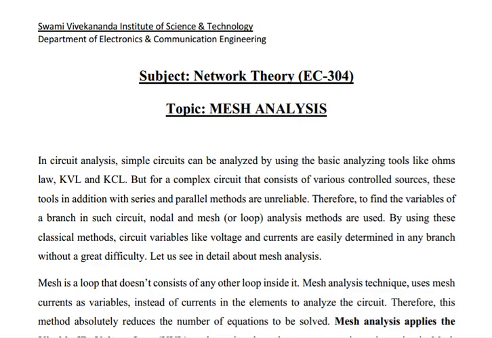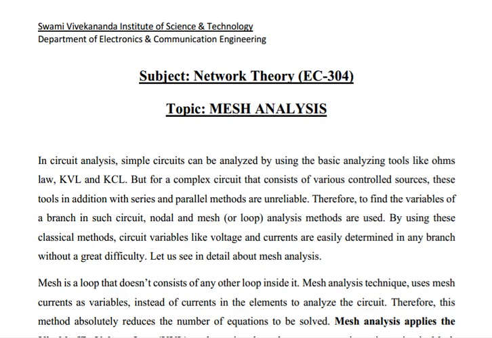Today's topic is mesh analysis of the subject network theory. In the last lecture, I discussed nodal analysis. In circuit analysis, simple circuits can be analyzed by using basic tools like Ohm's law, KVL, and KCL. But for a complex circuit that consists of various independent and dependent sources, we can apply nodal analysis to find the node voltages. Then you can also find the value of branch currents.